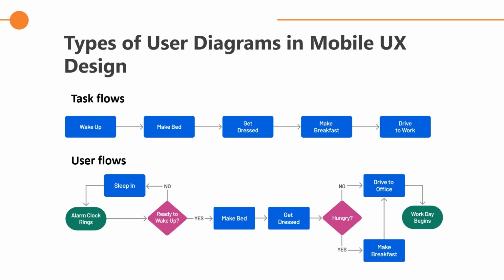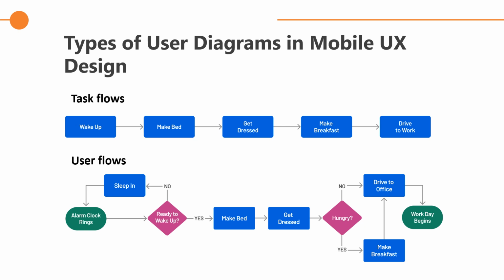Like we see here in this example, in this task flow we wake up, make the bed, get dressed, make breakfast, and drive to work. Very straightforward, happy path. Everything works out fine. Okay, so that's a task flow. But like I said, task flows focus on the steps to achieve one goal.